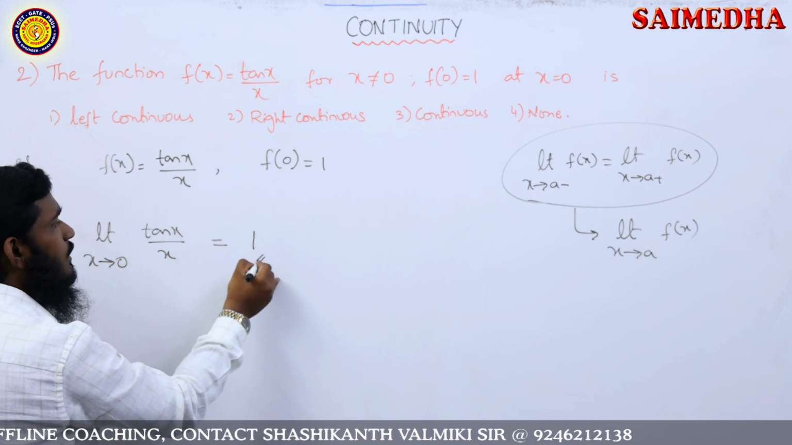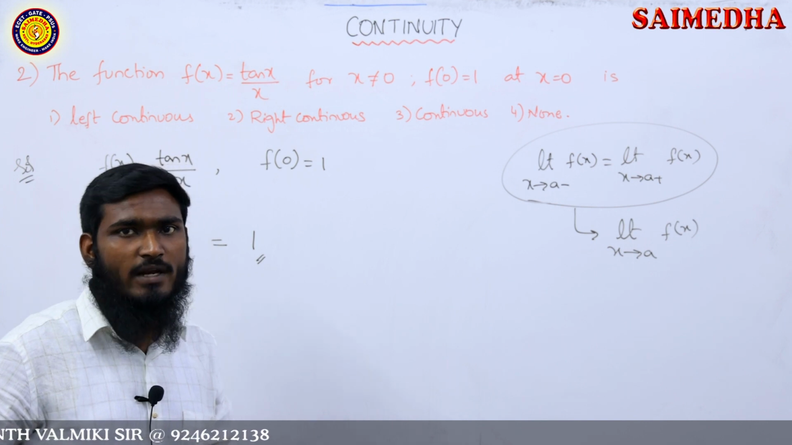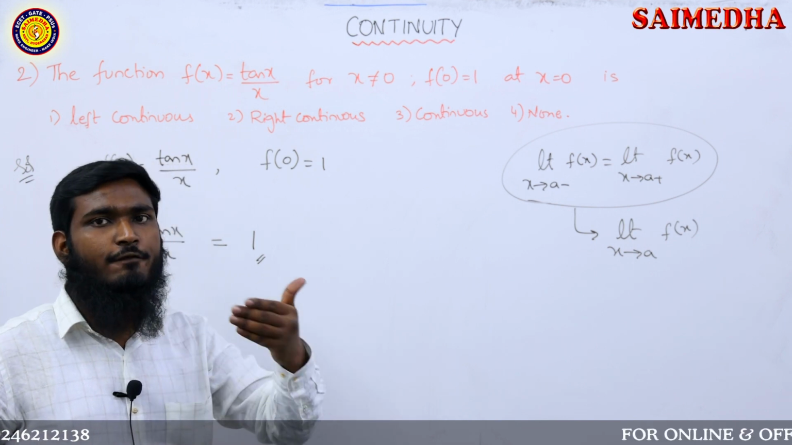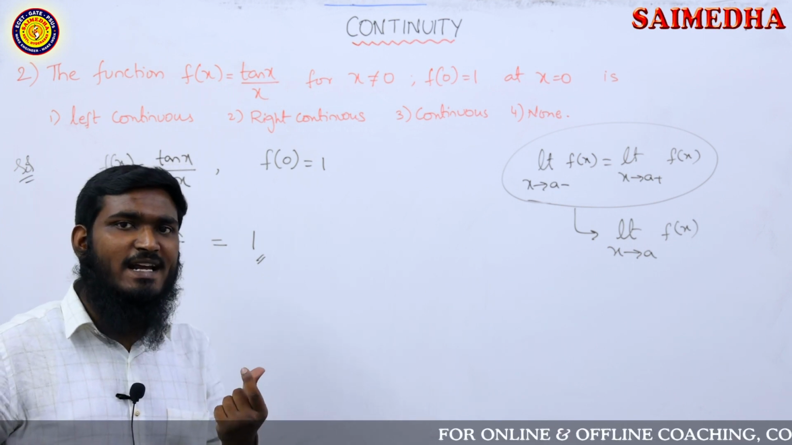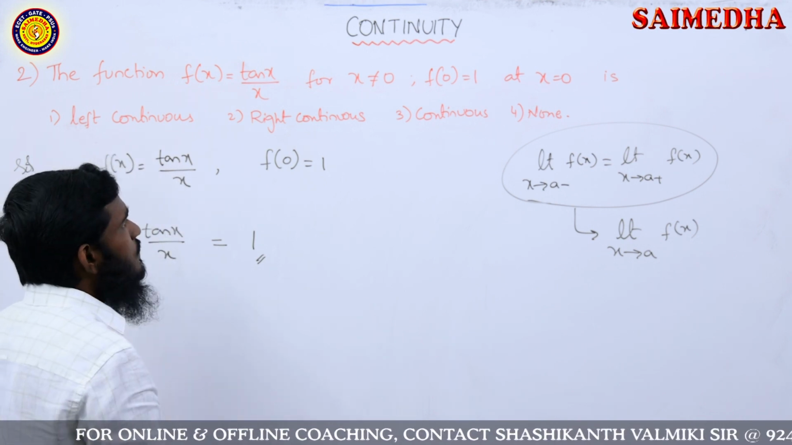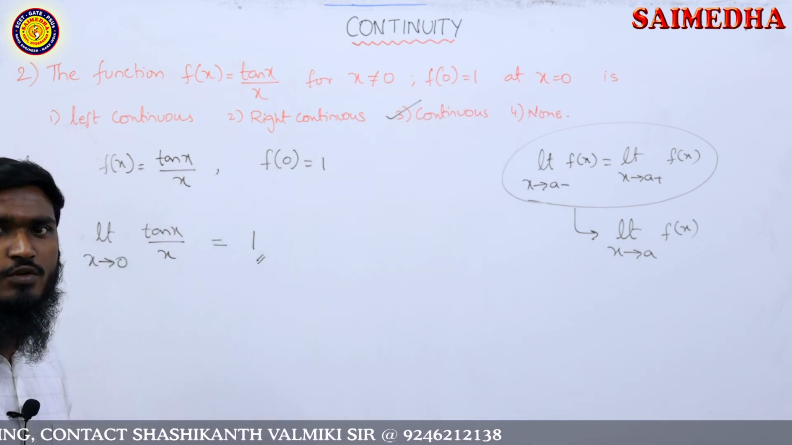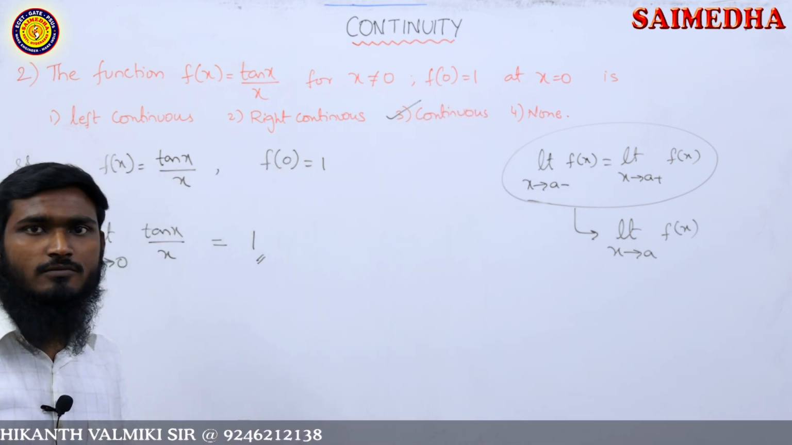So the limit value is equal to 1 and the value of the function is also equal to 1. So limit value and function value are the same. Whenever it satisfies this condition, the function is called continuous. So let us go with the third option, which is continuous function. Understood all of you? Now pause the video, note it down.